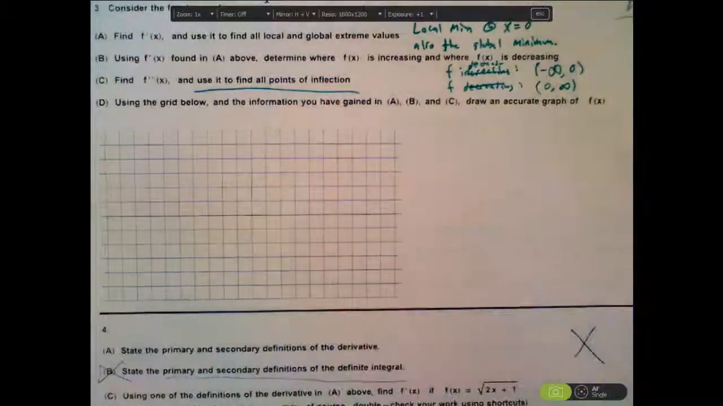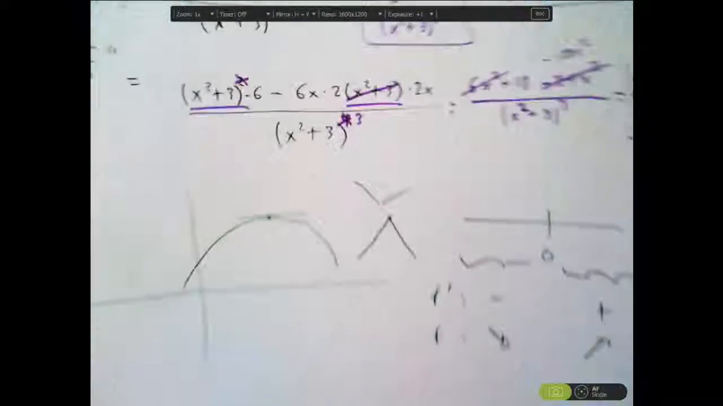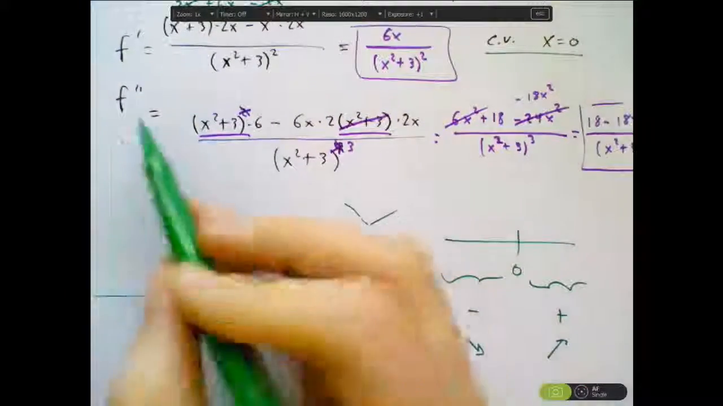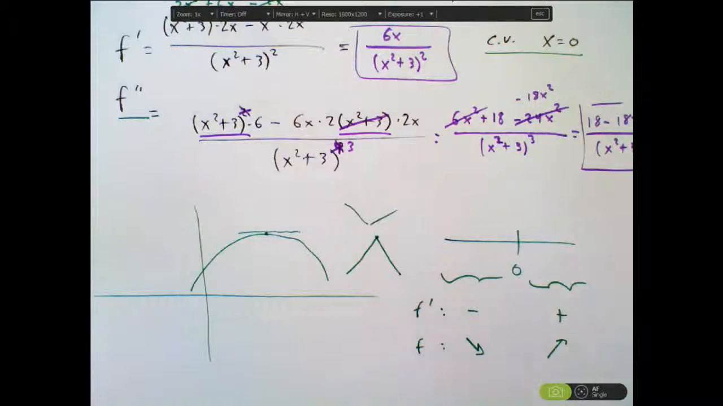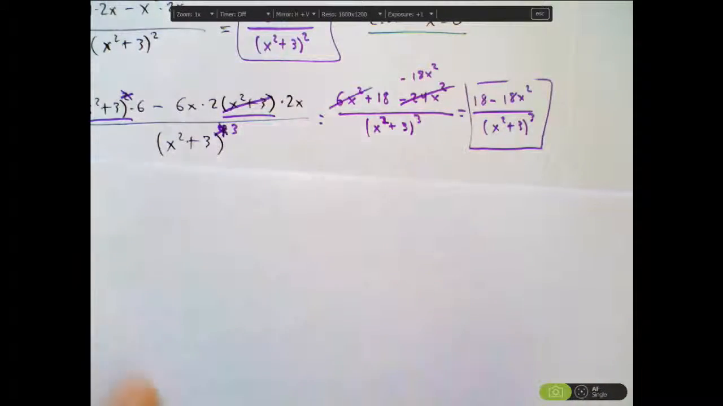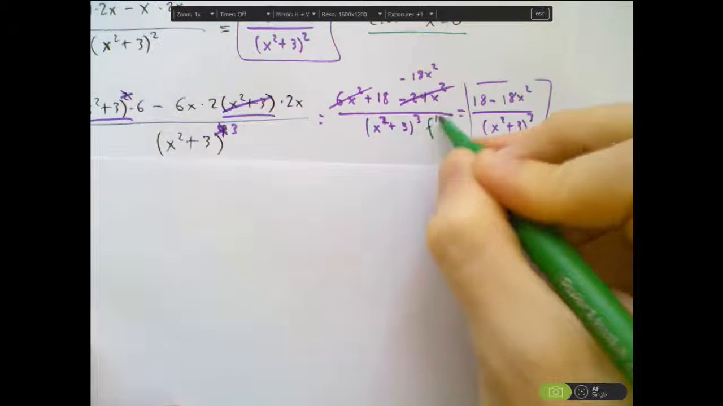Find all points of inflection. All right, so points of inflection happen when the second derivative changes signs. So let's look and see what that happens. This is the second derivative.